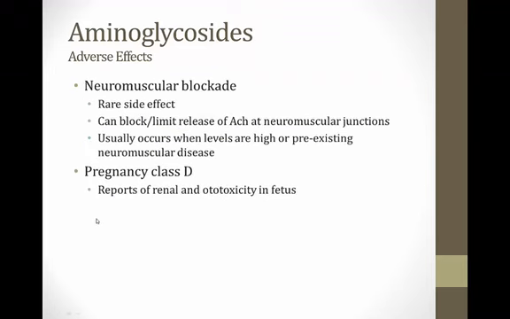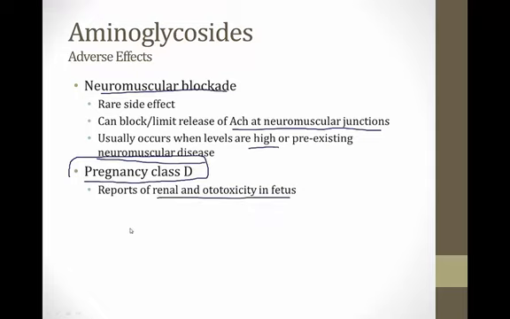A rare but serious side effect of aminoglycosides is neuromuscular blockade. This happens because these drugs can, in rare cases, block or limit the release of acetylcholine at neuromuscular junctions, so patients will develop muscular weakness. This usually only happens when the levels get too high or when patients already have pre-existing neuromuscular disease. And then finally, these drugs are pregnancy class D, meaning you cannot use them in pregnancy. There are reports of renal and ototoxicity in the fetus.